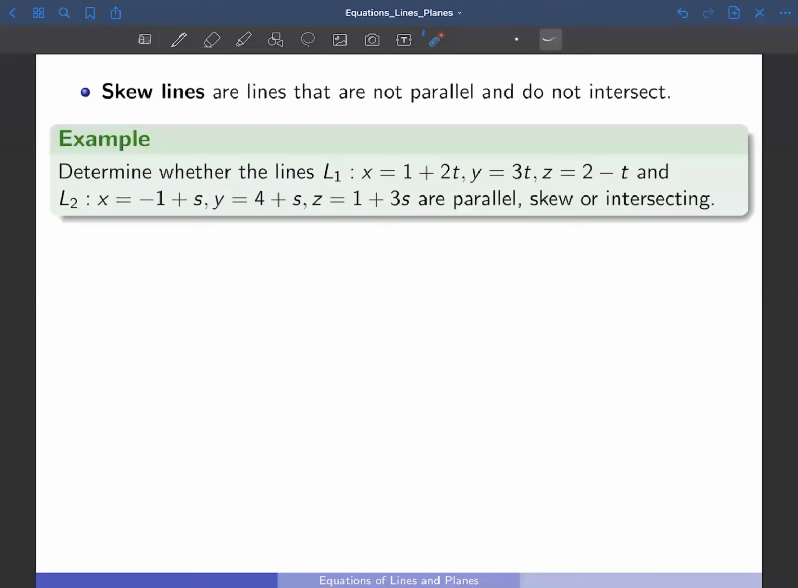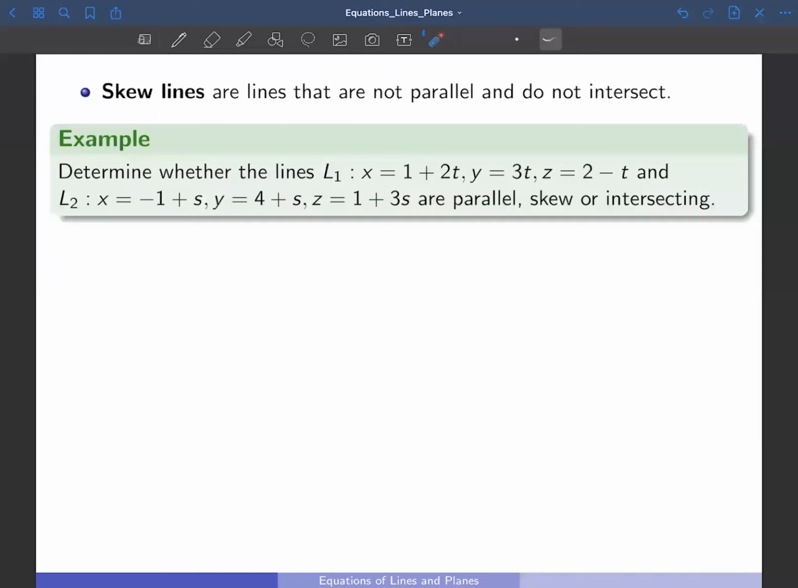Now, in the following example, we're asked to determine whether the lines L1 with parametric equations x equals 1 plus 2t, y equals 3t, and z equals 2 minus t, and L2 with parametric equations x equals negative 1 plus s, y equals 4 plus s, and z equals 1 plus 3s are parallel, skew, or intersecting.